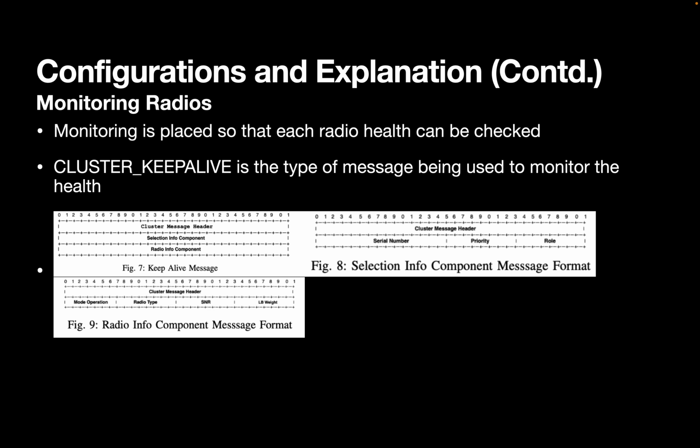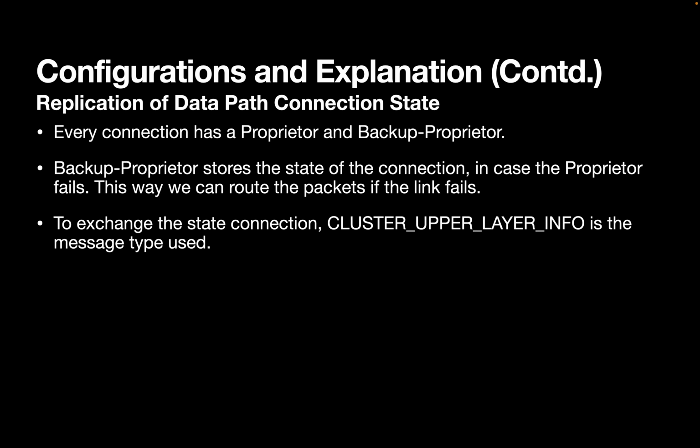So how do we monitor radios in the clustering? We basically have a health check, and this is done by the clustering keep alive message. The keep alive message format is given on the left hand side. You can see the cluster message header, which defines that the message is for clustering. The selection info type is a component which we will be looking into, and the radio info component which we'll also be looking into. All these message types we will be looking into now.